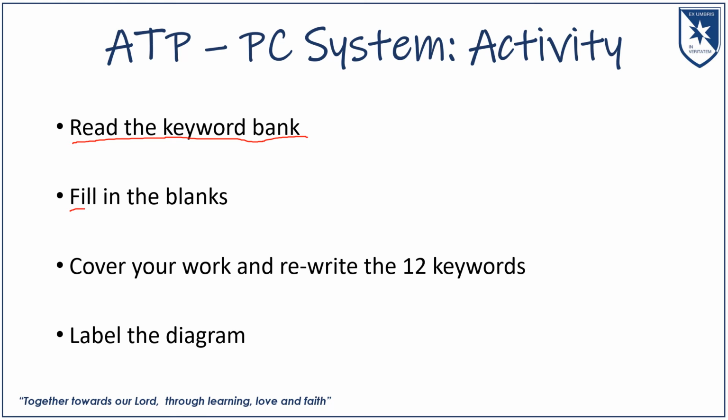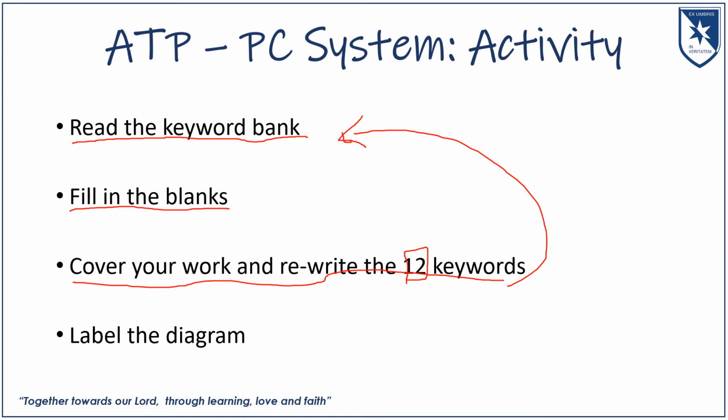You've then got to fill in the blanks task that I'd like you to complete using the keyword bank that you've just learned. You're then going to cover your work up and write the 12 keywords out again that are in the word bank. And then the final thing I'm asking you to do is to label the diagram. So I want you to label all of those enzymes, the compounds, every little bit that we went through. So you're going to label the diagram that we went through on the last slide.